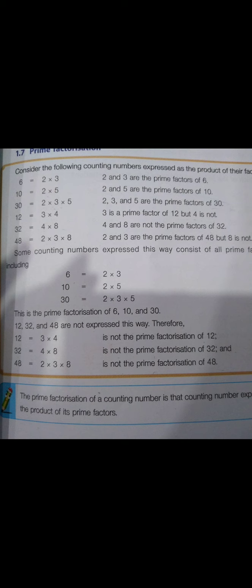12, 32, and 48 are not expressed this way. Therefore, 12 equals 3 times 4 is not the prime factorization of 12. 32 equals 4 times 8 is not the prime factorization of 32. And 48 equals 2 times 3 times 8 is not the prime factorization of 48, because they are not the same as the first three numbers. So the prime factorization of a counting number is that counting number expressed as the product of its prime factors. Prime factors are prime numbers.